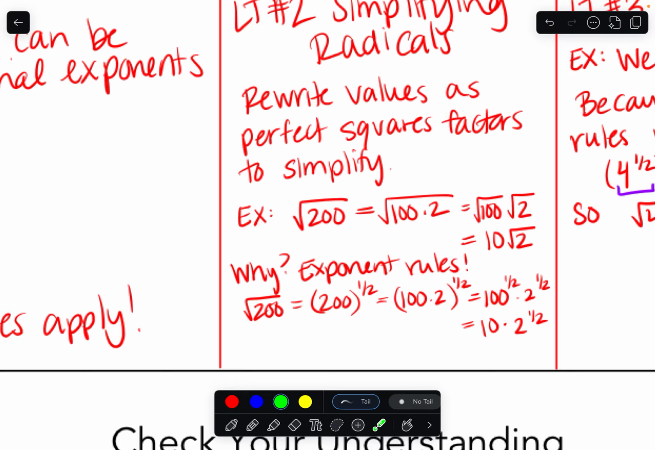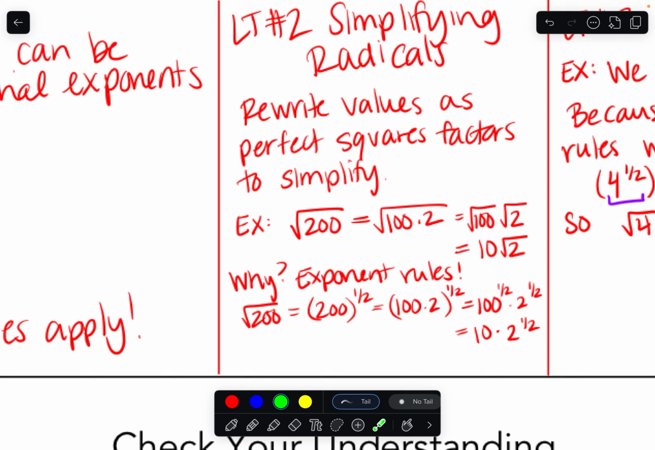Why, exponent rules. Square root of 200 is 200 to the 1/2 power, which is this. And then we can apply the exponent to both factors, the 100 and the 2. And 100 to the 1/2 power is 10, and that's 2 to the 1/2, and we just rewrite that as the square root of 2. All right? Again, this is insane. This can get very complicated. Okay?